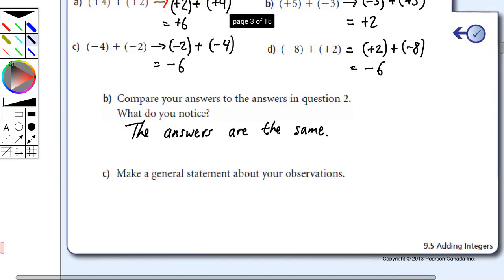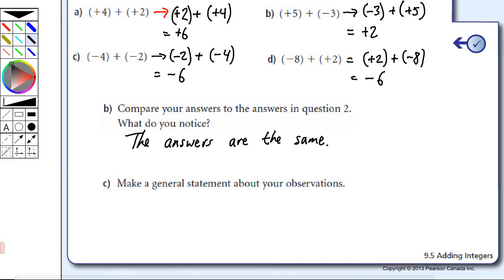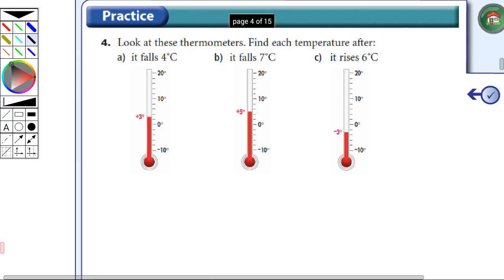And the general observation would be, if we're adding two integers, that it doesn't matter in the order in which we add them. We can add them with one integer first, one integer second. It's going to make no difference. Question number 4. So look at these thermometers.